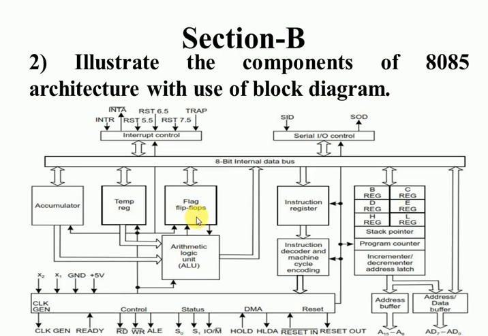Now the zero flag will be 0 when the result of the arithmetic logic operation is 0. Third one is the parity flag. The parity flag will be 1 when our result contains an even number of ones.